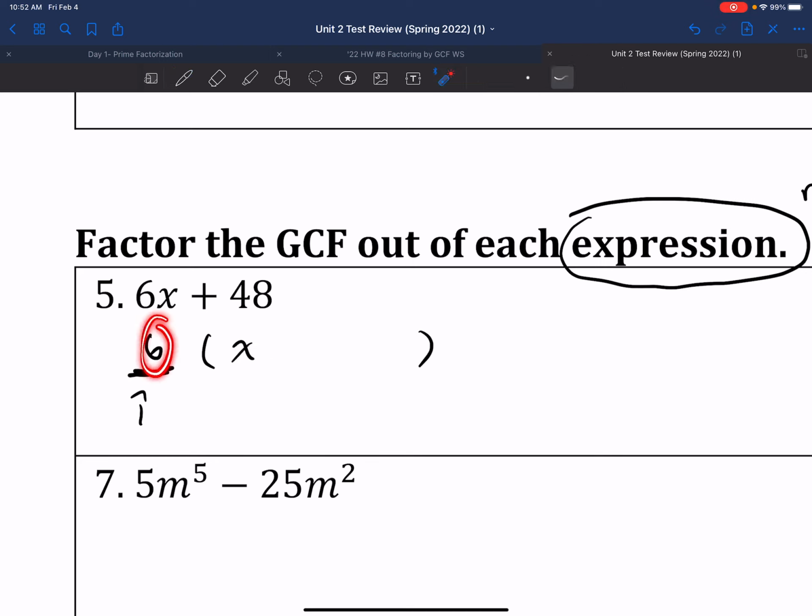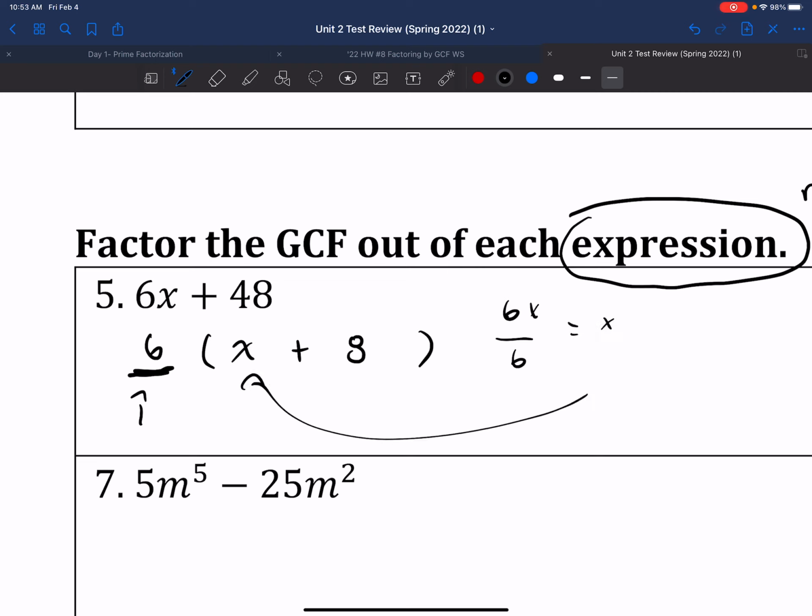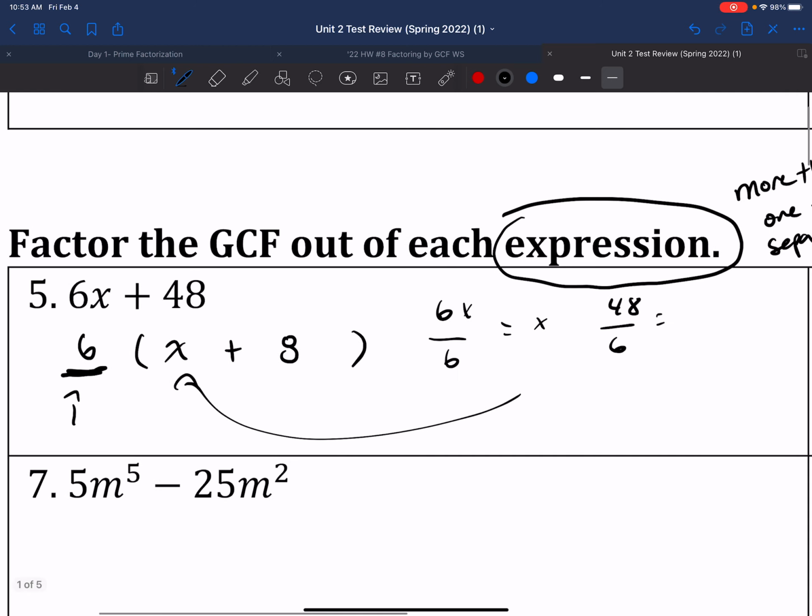And then 6 times what is going to give me 48? That's just going to be plus 8. And if you don't know, just do 6x divided by 6, which is going to give you x, exactly what we have here. And then you're going to do 48 divided by 6. And if you don't know what that is, you just use your calculator. That is going to give you 8, which is exactly what I have there.